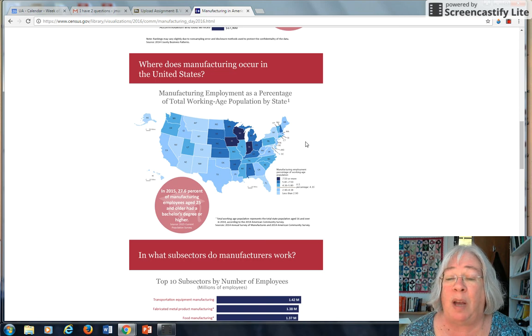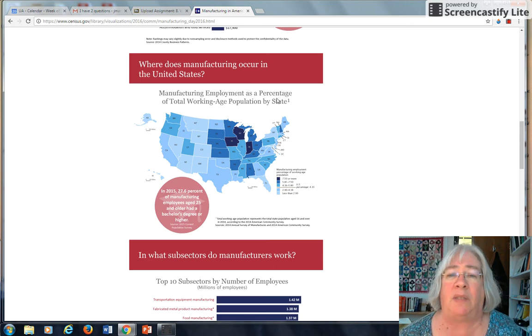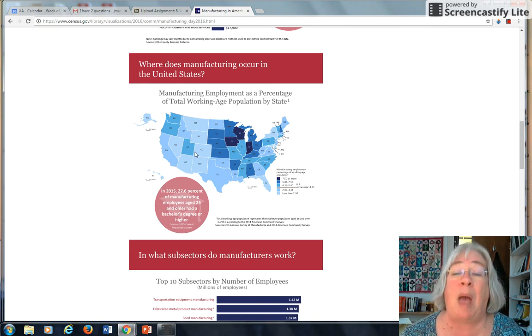Some of the things that you might be able to find that's worthwhile here is just to look at the title of these visualizations. So this one is called Manufacturing Employment as a Percentage of Total Working Age Population by State. So right away we've got this term percentage that is discussed quite a bit in chapter 8 as a way of conveying statistical information. If you were to summarize this particular visualization, you would talk about it being percentages and mapped out by percentages. And the way that you can tell about these visualizations is just to read all the text as well as looking at the visual image itself.